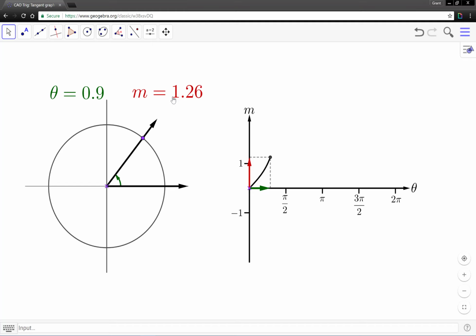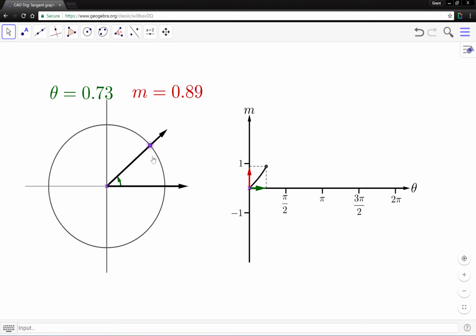about 1.26. Now what we're going to do is think about how this slope, m, varies as theta varies over various intervals. And then on the right hand side, I have the graph of m in terms of theta. So on the horizontal axis, I'm representing the angle measure in radians. And then on the vertical axis, I'm representing the slope of this terminal ray. And as I move this terminal point around the circle, those two values are going to update. And then we're going to track this using a point and then trace that point out to draw a graph.